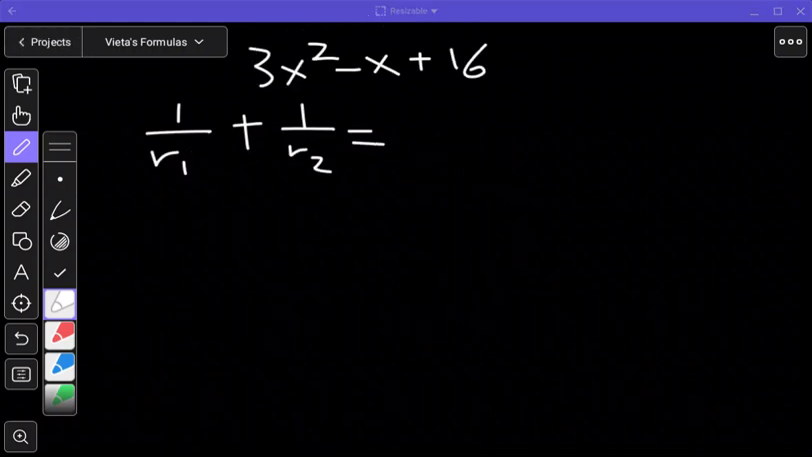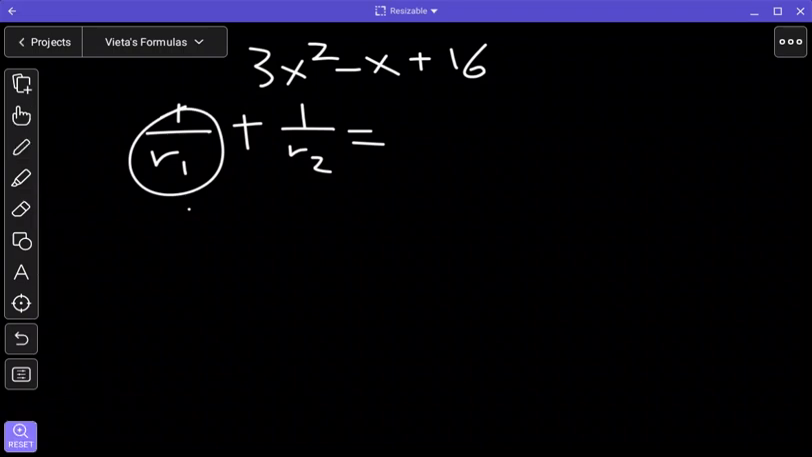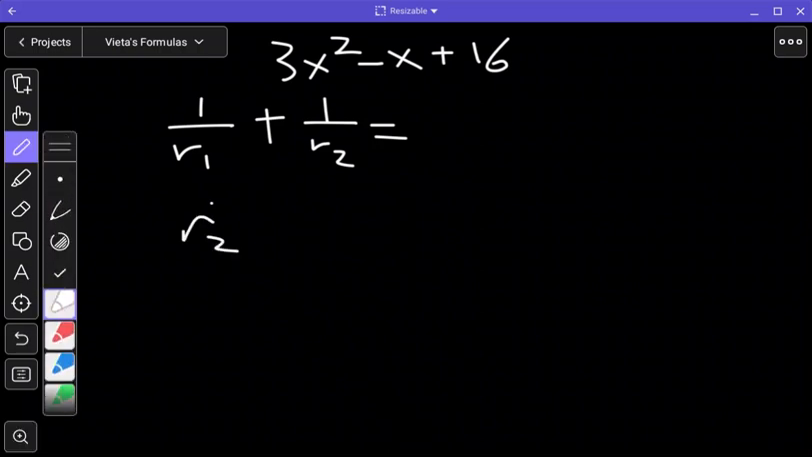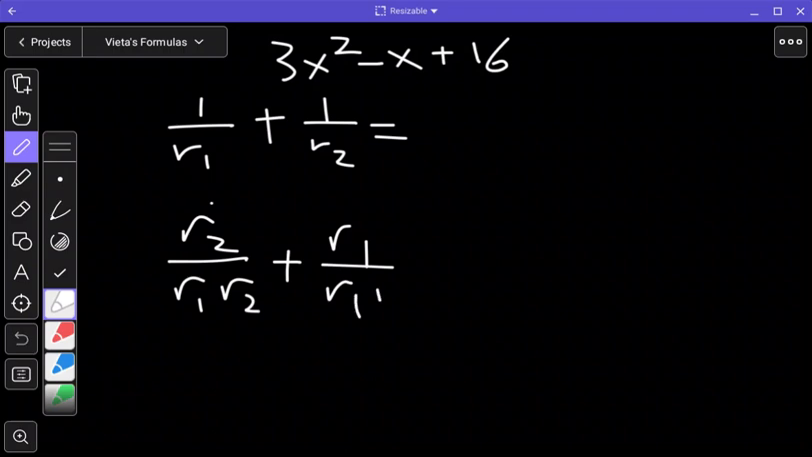So let's look at one more example of the quadratic case. 3x squared minus x plus 16. And we want to find the sum of the reciprocals of the two roots. So 1 over r1 plus 1 over r2. Well, let's first get a common denominator. So we can multiply this first fraction by r2, which gets us r2 over r1 times r2 plus, and here we can multiply numerator and denominator by r1, so r1 over r1 r2. And now we can combine to get r1 plus r2 over r1 r2.